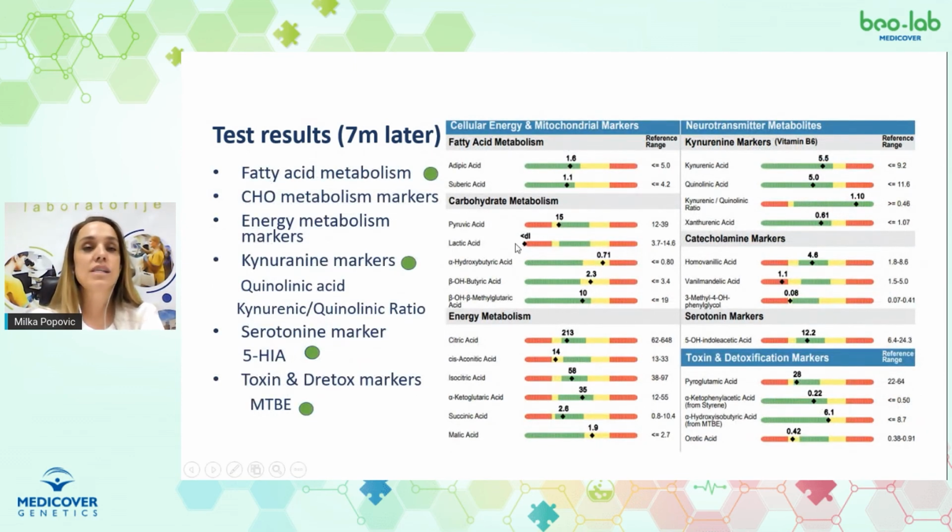So we can see that all of these numbers have improved significantly, as well as the fatty acids and different kinds of acids were changed, and energy metabolism has also been improved. The thing that is quite important for me is the quinolinic acid, which has fallen, as well as the ratio between the kynurenic and quinolinic acids. So this is something that has shown me good results, though we haven't measured any kind of oxidative stress. Even the serotonin marker has fallen, as well as other markers of toxins.